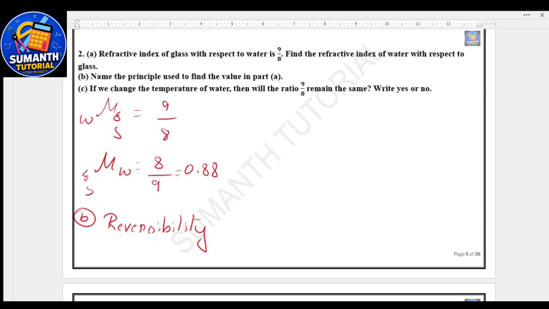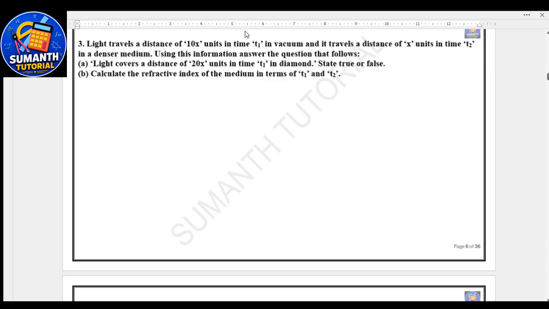The answer is principle of reversibility. Now we are going to go for C. If we change the temperature of the water, then will the ratio 9 by 8 remain the same? Answer is no. It will not remain the same. Clear? That's it. If you write these three, answer is clear. You will get 3 marks. Clear? Okay. Then we will go to the next question.